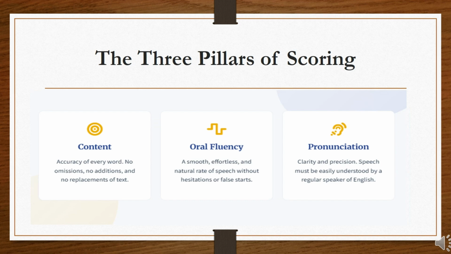The three key pillars of scoring well in Read Aloud are: content, which is accuracy of every word, no omissions, no additions, no replacements of the text. Oral fluency is a smooth, effortless, natural rate of speech without hesitations or false starts. Pronunciation is clarity and precision. Speech must be easily understood by a regular speaker of English.